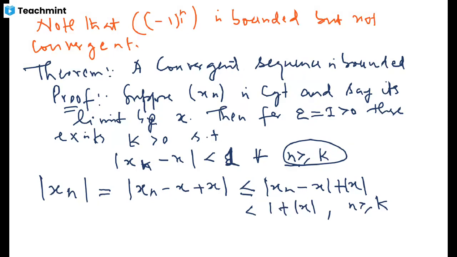Let this number be some M prime. 1 plus mod x is a fixed number, it doesn't change with n. But this validity of modulus of xn less than M prime holds only for those n which are greater than or equal to k.